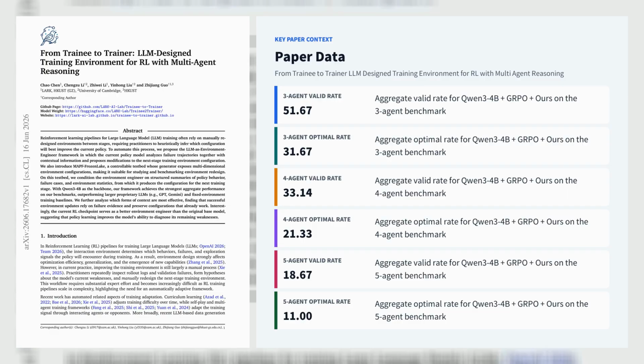The analysis shows the key mechanism is evidence-driven adaptation. Successful designs preserve what already works, target specific failure modes, and concentrate training near the competence frontier rather than monotonically increasing difficulty. An ablation further shows that bookkeeping-only training details outperform full RL detail prompts, and that the current RL checkpoint is a better environment engineer than the untrained base model, indicating that policy learning improves self-diagnosis.